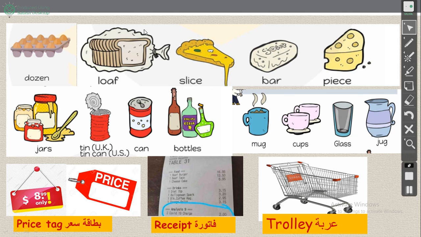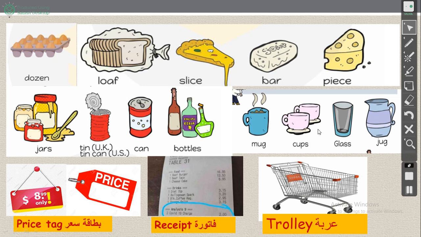From the pictures you can understand the meaning of each word, right? And here we have a price tag, which is بطاقة للسعر. Okay, price. And we have here a receipt. What is receipt? فاتورة or وصل. And we have here a trolley, which is عربة. Okay, look at the picture, you can understand the meaning.